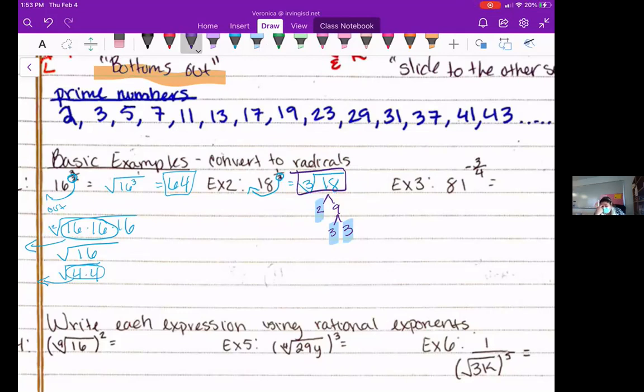Now, for example 3, what do we notice that's different with the exponent from example 1 and example 2? What do we notice is different? What do we have there?